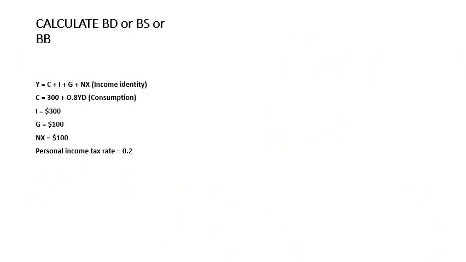Calculate BD or BS or BB. So in effect what we're doing is we're dealing with government finances. We're dealing with the government budget. All right, we already know that the equation to calculate all three possibilities is the following. TY, which represents tax revenues, minus government outlays. In our model, our only government outlay is autonomous government spending.